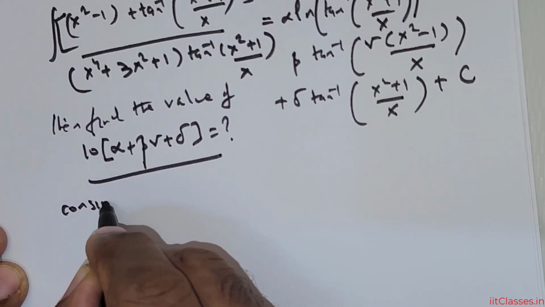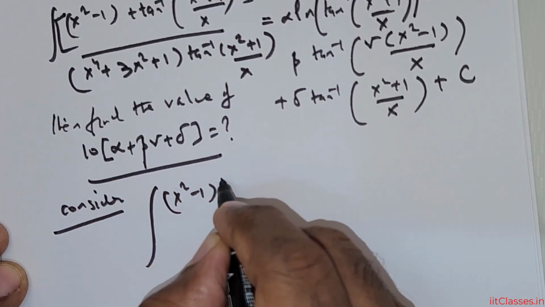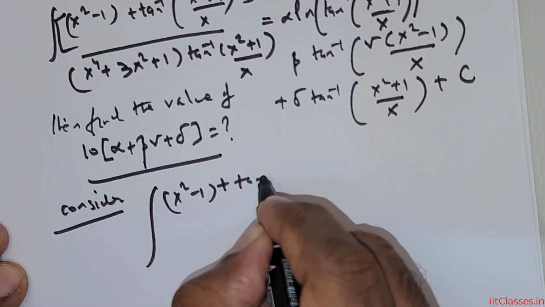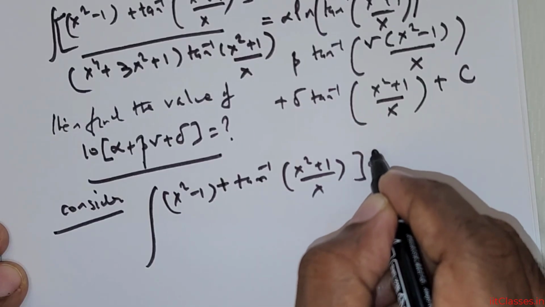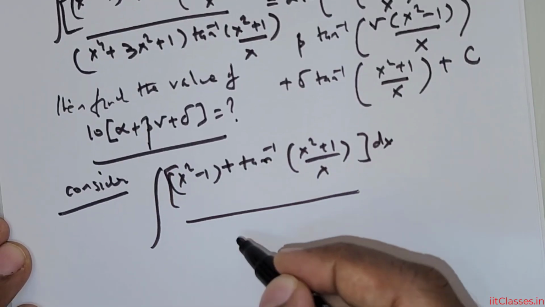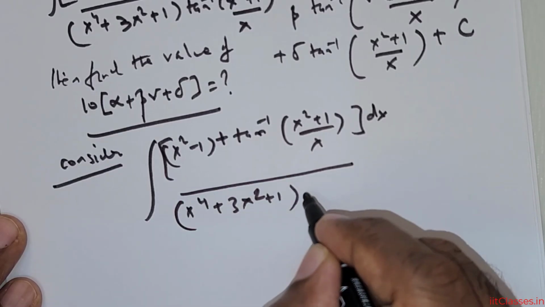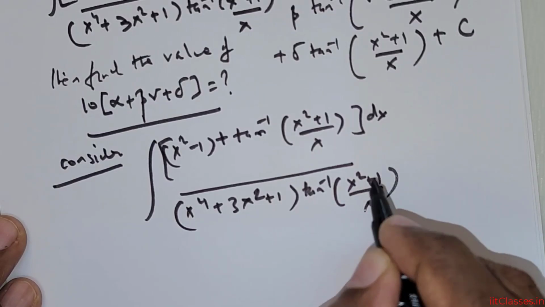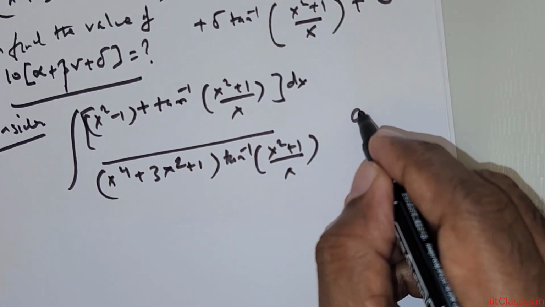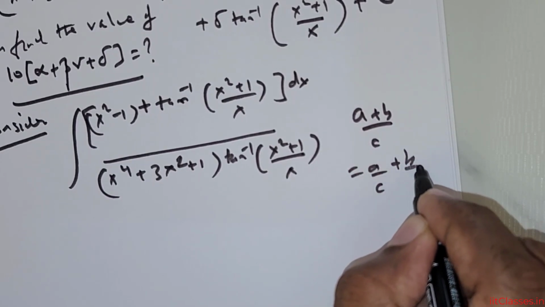So first, what I would do is consider the integral of (x squared minus 1 plus tan inverse of (x squared plus 1)/x) times dx divided by (x to the power of 4 plus 3x squared plus 1) times tan inverse of (x squared plus 1)/x. Now if you have (a plus b) divided by c, you can rewrite it as a over c plus b over c.